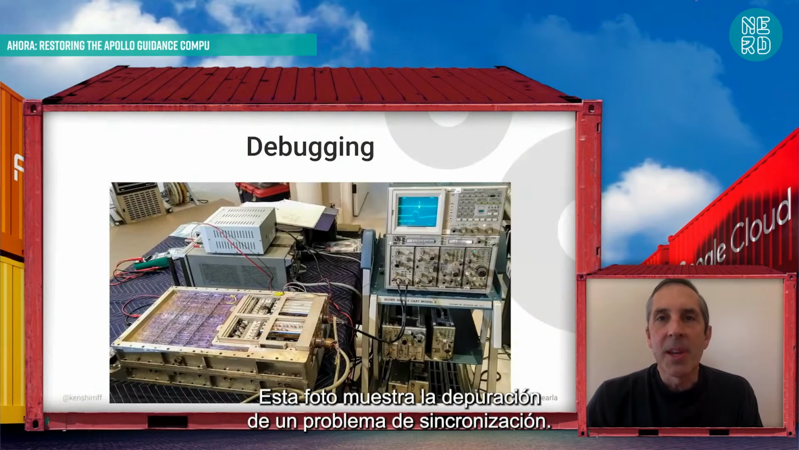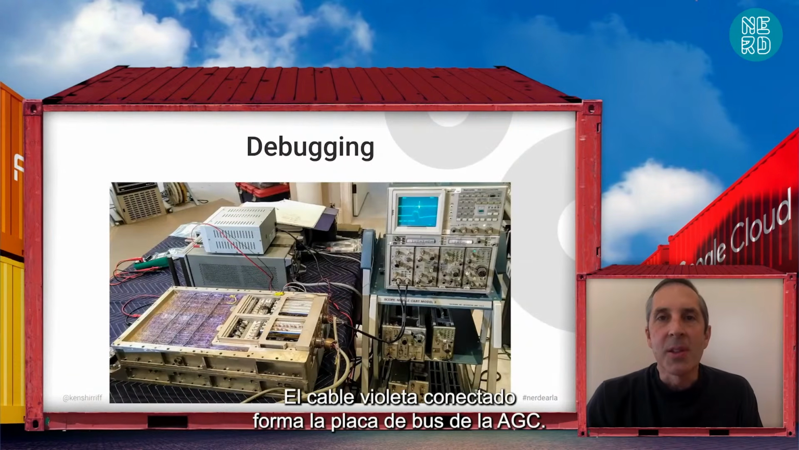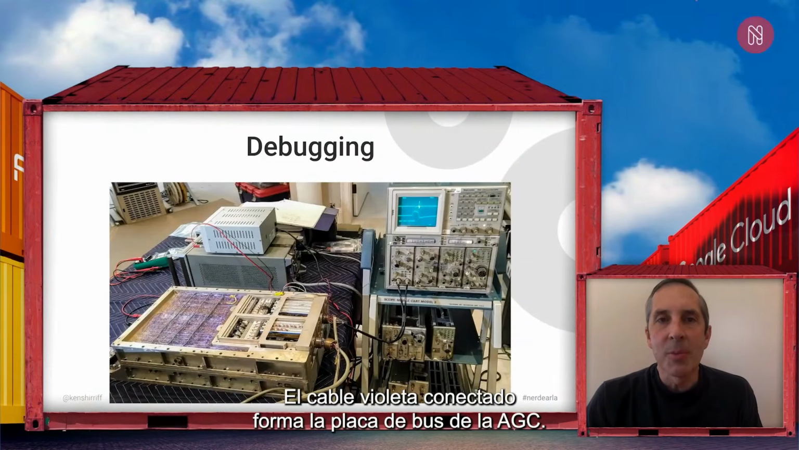Here's a photo showing us debugging a timing problem on the AGC. You can see the purple wire wrap wire that forms the computer's backplane.